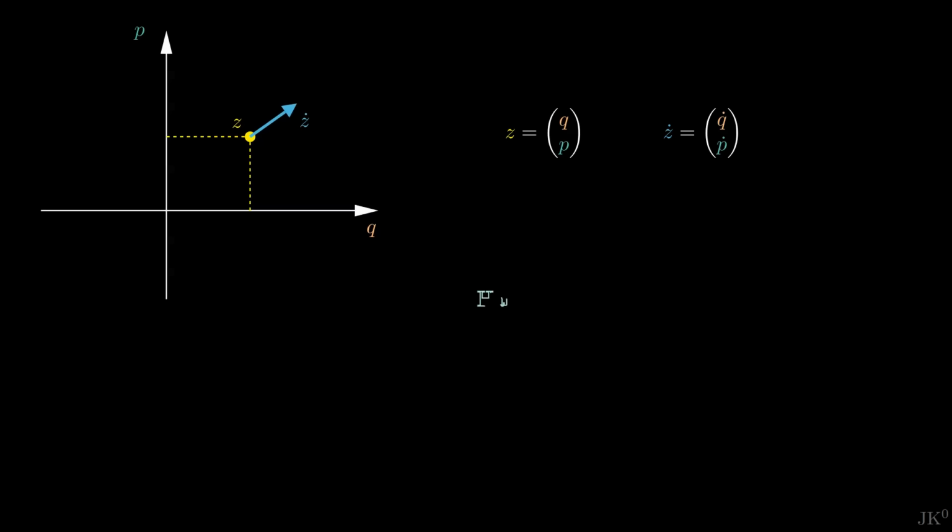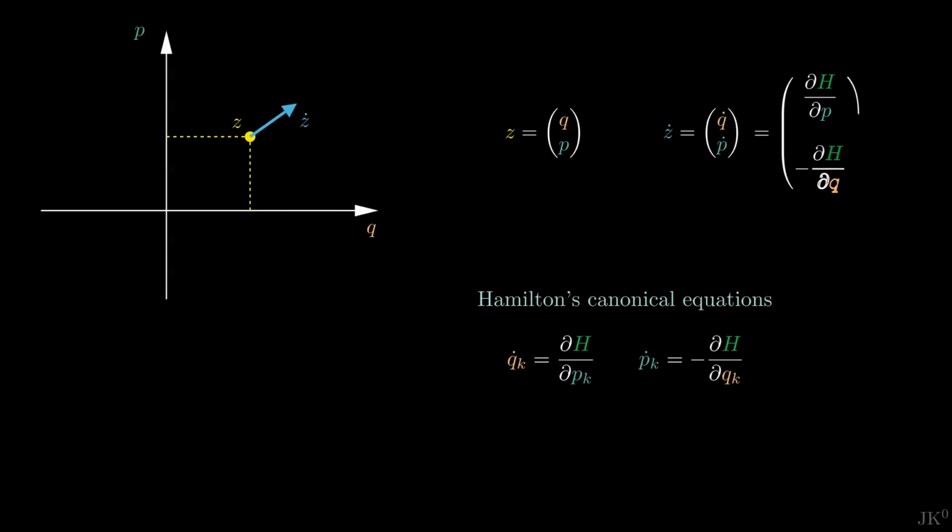Now, here comes the Hamiltonian magic. Since the components of z dot are q dot and p dot, then z dot becomes this, which shows that the time evolution of the state of the system is completely determined by its Hamiltonian. We will extend this to more dimensions, but for now let's look at a few examples.